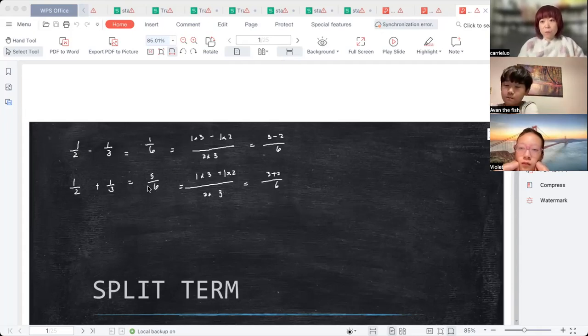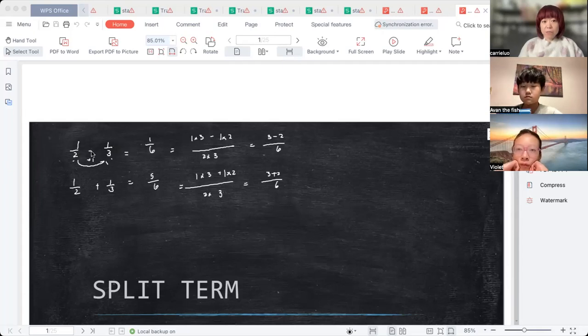Correct? Okay, so I want you to take a look at this one, okay? 2 and 3 have the relationship like 2 plus 1 equals 3, correct? And we all know that the bigger the denominator, the smaller the number. Like 3 is bigger than 2. That's why 1 over 2 is bigger than 1 over 3, as long as the numerator is the same, correct, Violet?